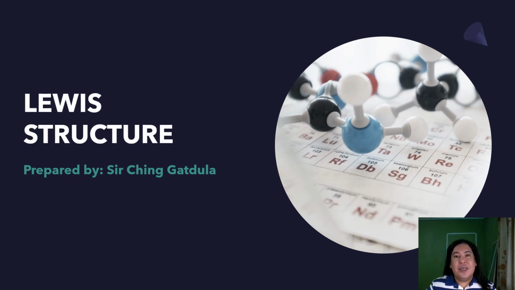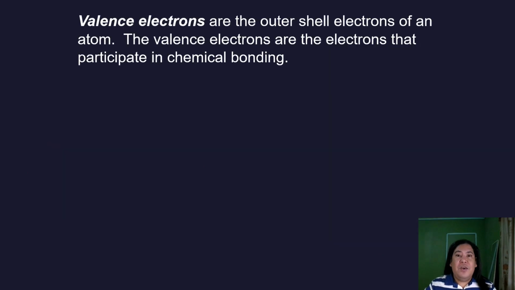For today, we'll be discussing all about the Lewis structure of the atom. But before we proceed to our topic, let us first know what valence electrons are. Valence electrons are the outer electrons or outer shell electrons of an atom. The valence electrons are the electrons that participate in chemical bonding. Valence electrons are the essential electrons.